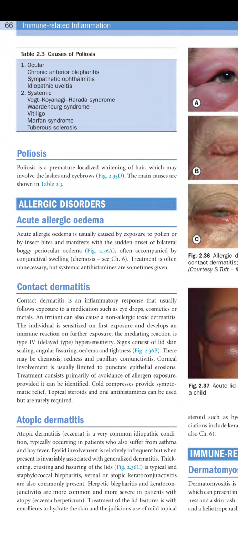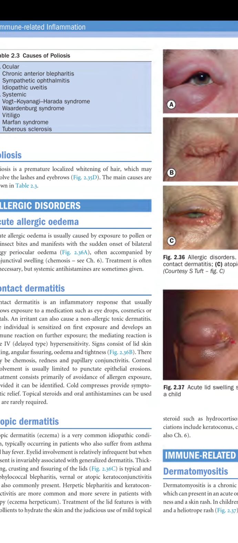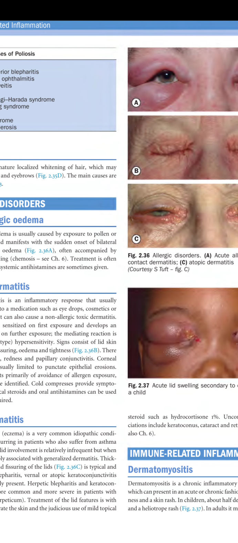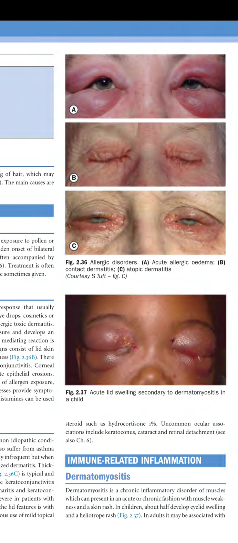Treatment of the lid fissure is with emollients to hydrate the skin and the judicious use of mild topical steroids such as hydrocortisone 1%. Uncommon ocular associations include keratoconus, cataract, and retinal detachment.